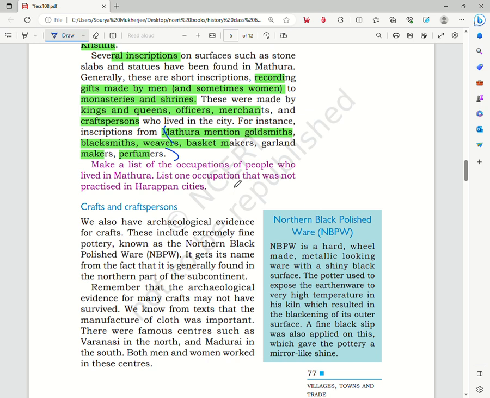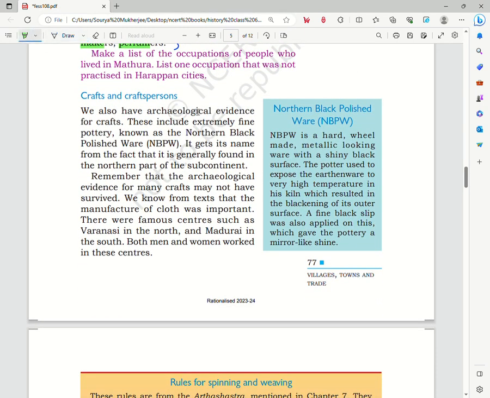You can look this up on your own, search on the internet and Google and make a detailed list. So if you feel that I may be wrong, or if there are other professions that did not exist during the Harappan times, you can write those in the comments. So let's go to the next part, crafts and craftspersons.